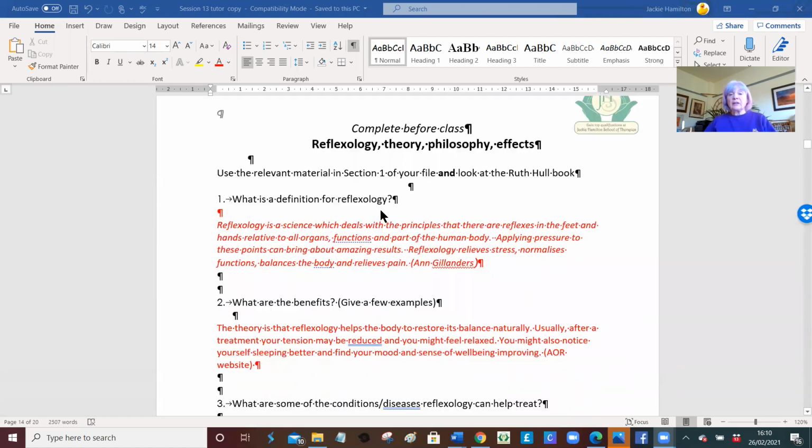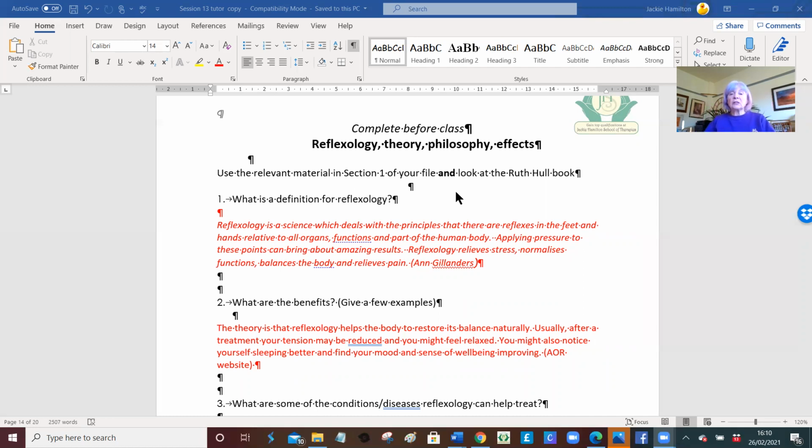This one is on the theory and philosophy and effects of reflexology. Use the Ruth Whole book on section 1 of your course folder. What is a definition of reflexology? I personally like Anne Gillanders' one. That's the foot chart that we're using, the pink one.